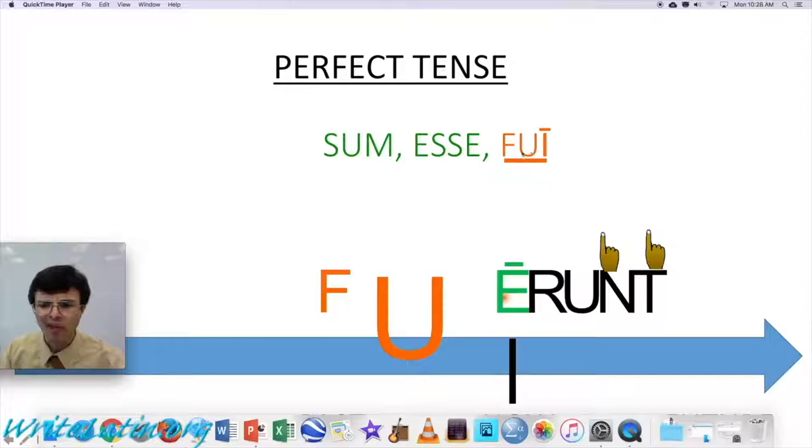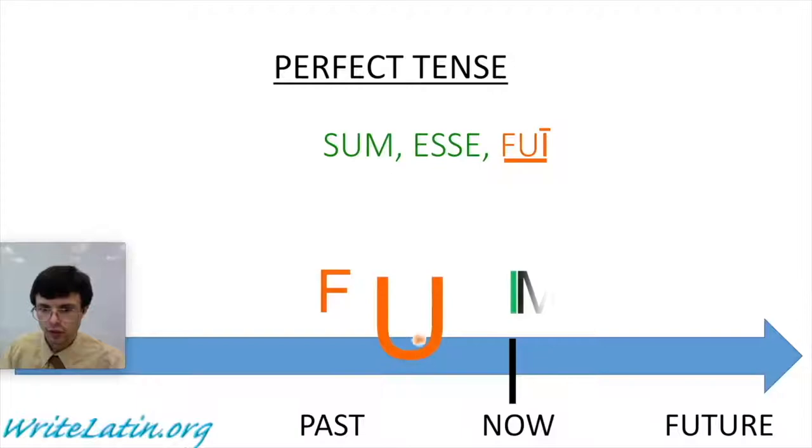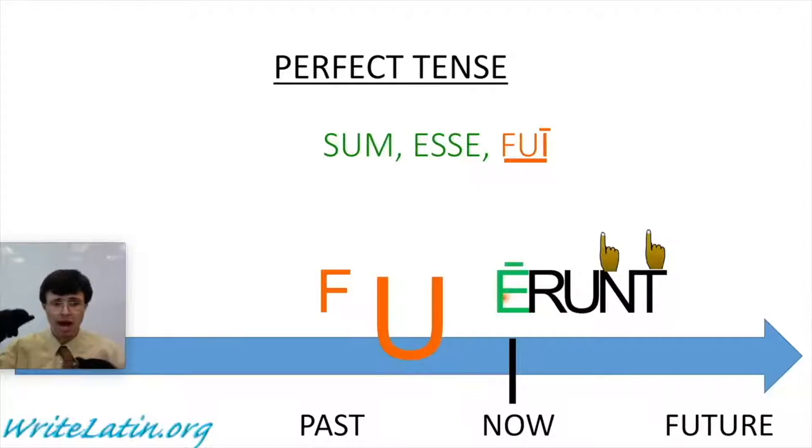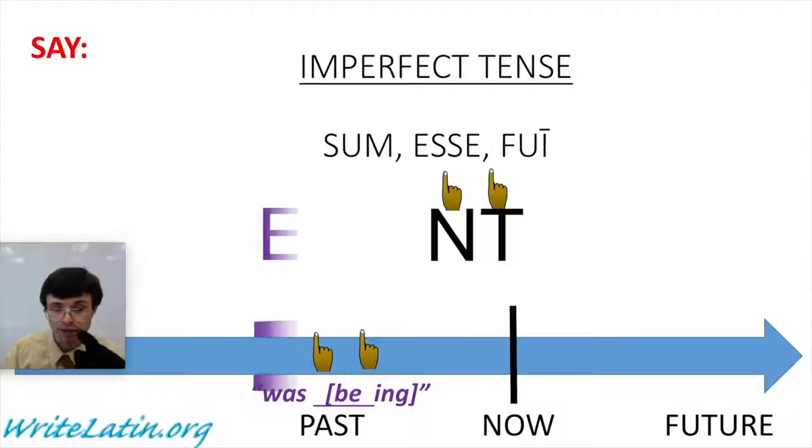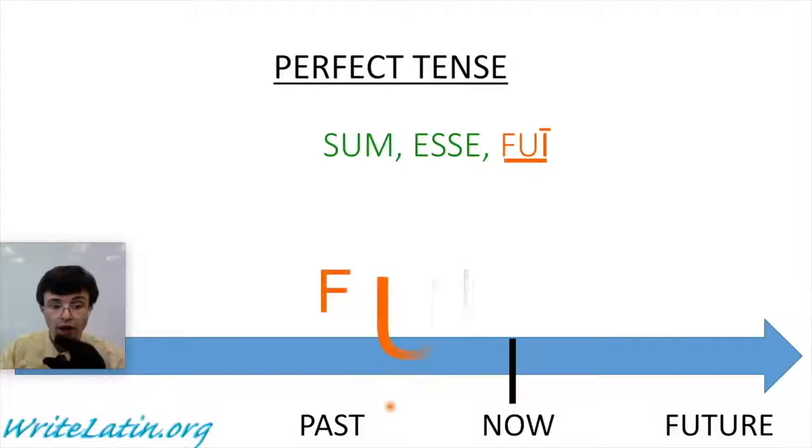I was, or I have been, you were, she was. We were, y'all were, they were. Mr. Rudman, I thought you weren't supposed to use was, because was the imperfect tense. No, the imperfect tense was being, right? Was blanking. You need the ing to suggest ongoingness of the imperfect tense. But now you can translate the perfect tense as just was, with no ing ending.